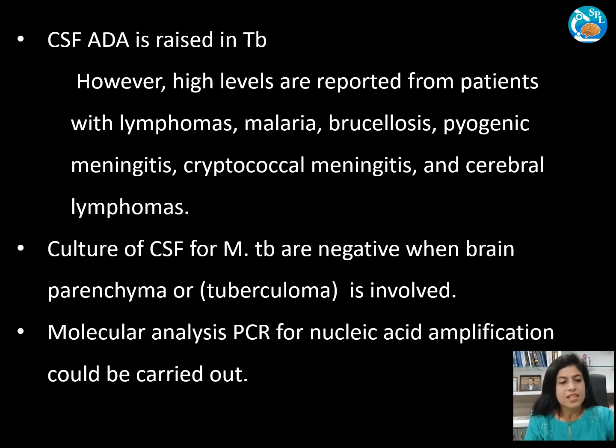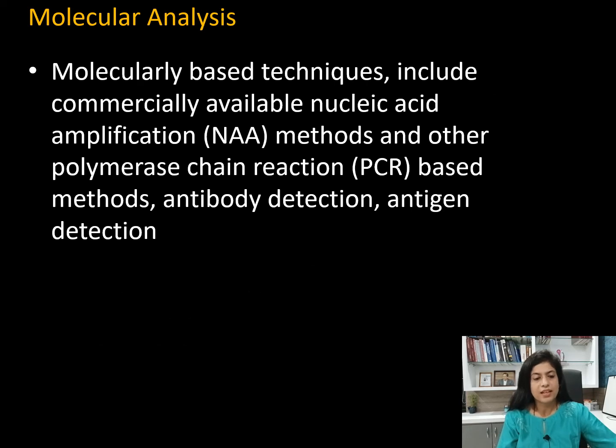One may get then CSF ADA levels. It is usually found raised in TB. However, one must know that raised ADA levels may be found in patients with lymphomas, malaria, brucellosis, pyogenic meningitis, and other lesions. The culture of CSF for M. tuberculosis is negative in the tuberculoma. So one may go ahead with the PCR test, that is molecular analysis.